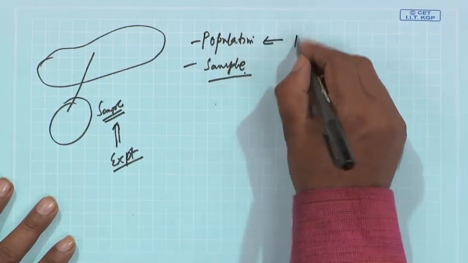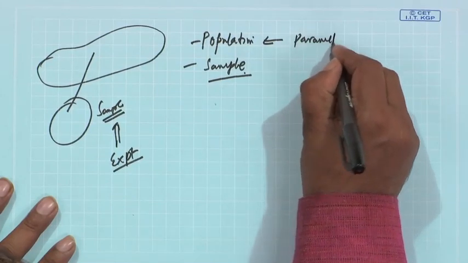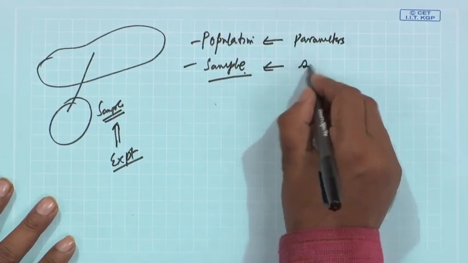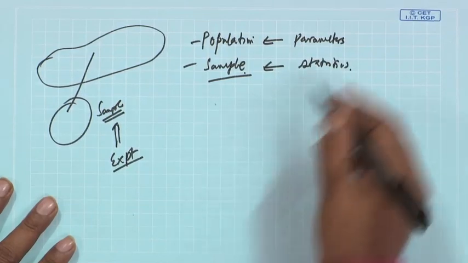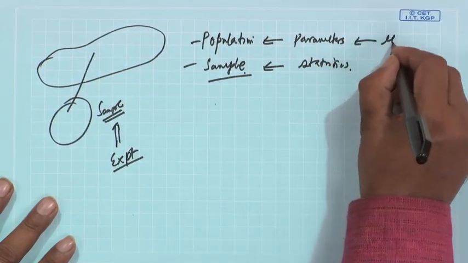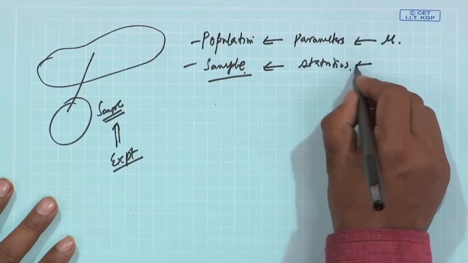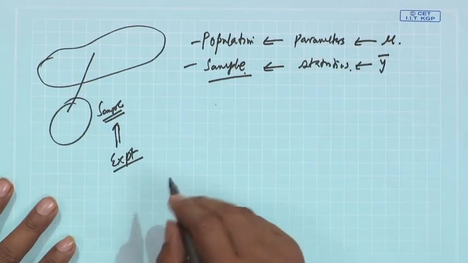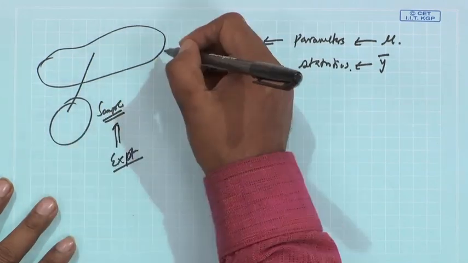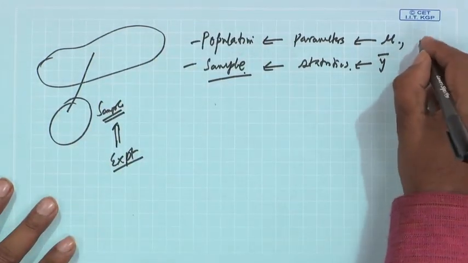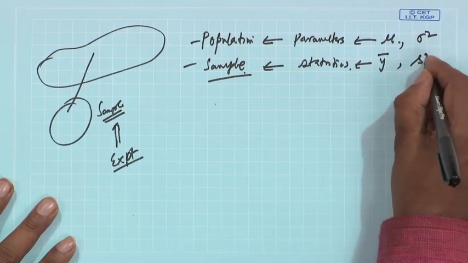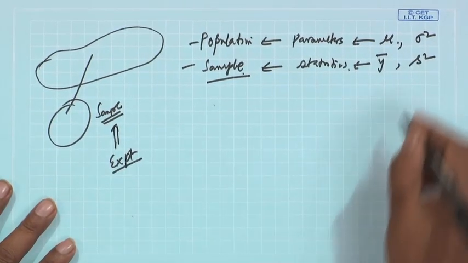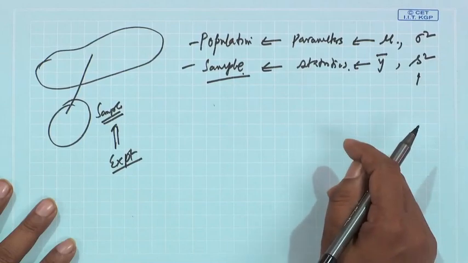Population is characterized by parameters and sample is characterized by statistics. If I say the population parameter is mu, then the sample statistic will be the sample average y bar, because y is the variable of interest. If I say the population parameter is sigma square, then the corresponding sample statistic is S square, the sample variance.